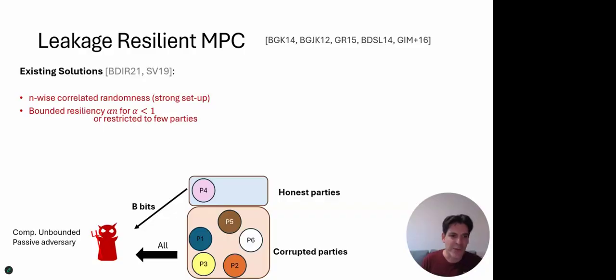Another problem of existing solutions is that they only achieve bounded resiliency, so the adversary can corrupt only some constant fraction of the parties, say, I don't know, 90%. Alternatively, we have solutions that work for an arbitrary number of parties, but they don't scale well with the number of parties. They have exponential dependency on the number of parties, and therefore they are restricted to a small number of parties. On the positive side, these solutions can tolerate a large number of correlated leakage bits. So you can set the leakage bound to be polynomial in the security parameter.